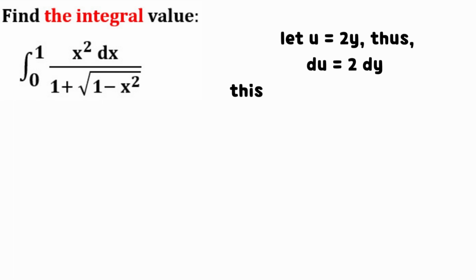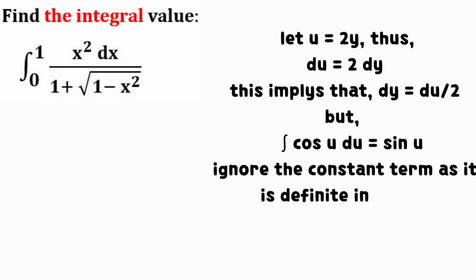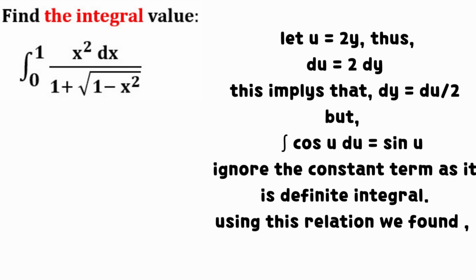We assign u to be equal to 2y. This implies that dy equals half du. But integration of cos u with respect to u equals sine u. We ignore the constant term as it is a definite integral we are solving for. Using this relationship we found between the integration of cos u with respect to u and sine u.